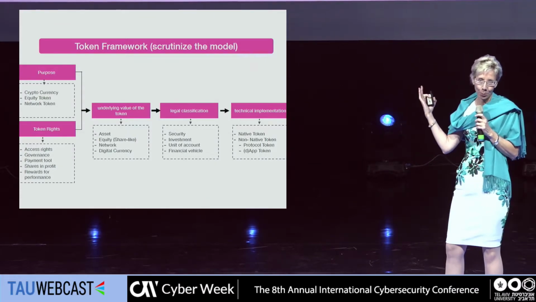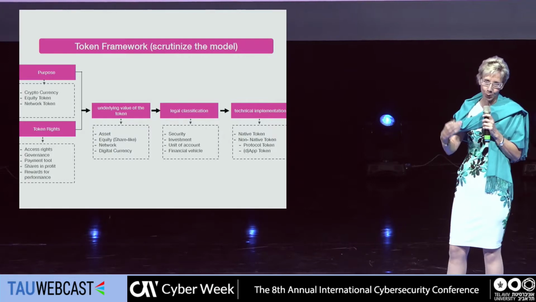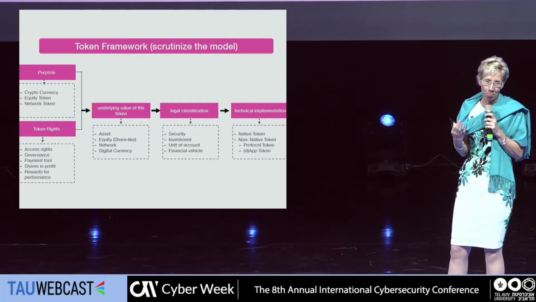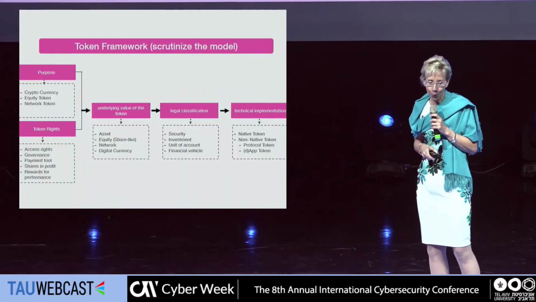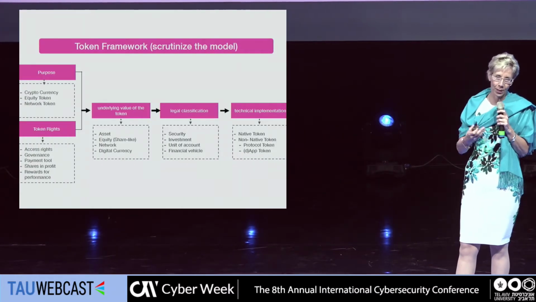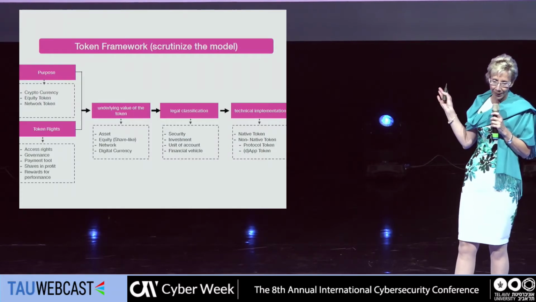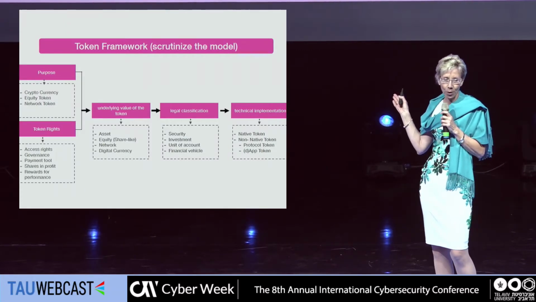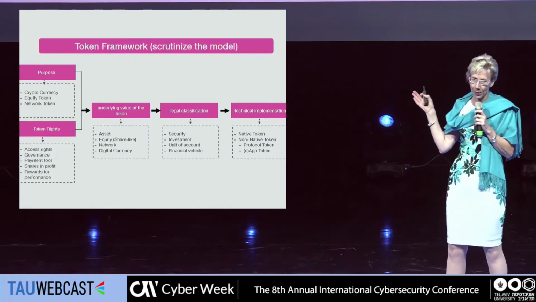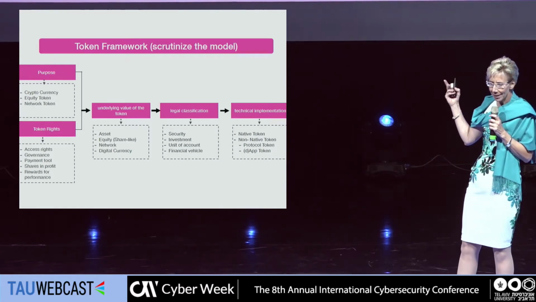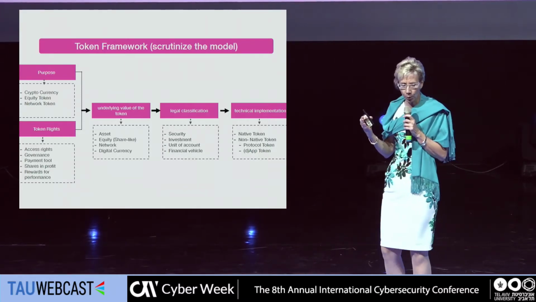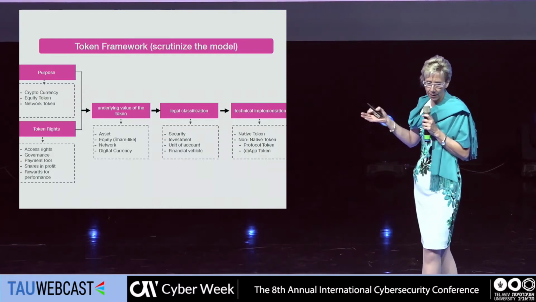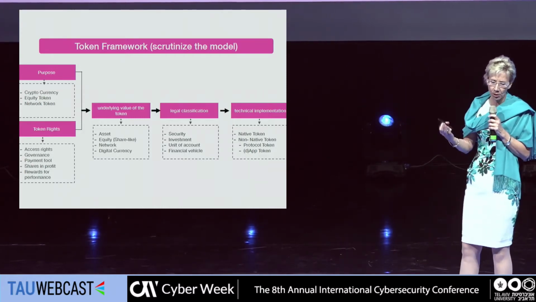And here, that's the same approach. What kind of purpose do you have when you want to issue a token? What is the meaning of that token? What kind of token rights are related to the token you want to issue? As you can see here, you have to think about asset rights, governance, and so on. A lot of things you have to take into account, because this is related to the underlying value of the token. And if you have no idea, well, there will be no underlying value. But the underlying value could be asset or equity or network or digital currency.